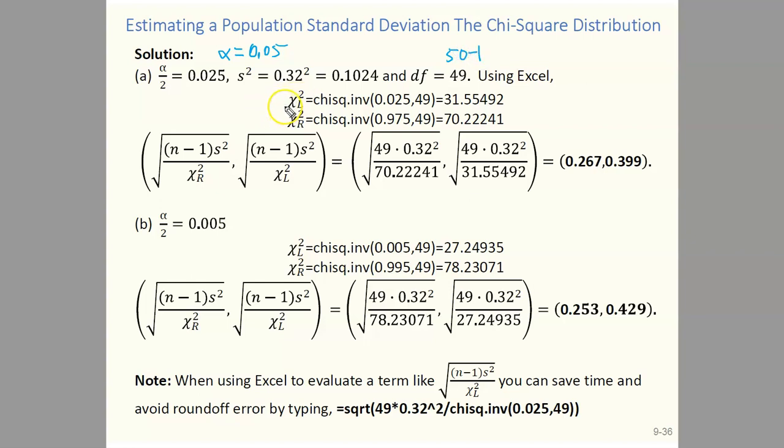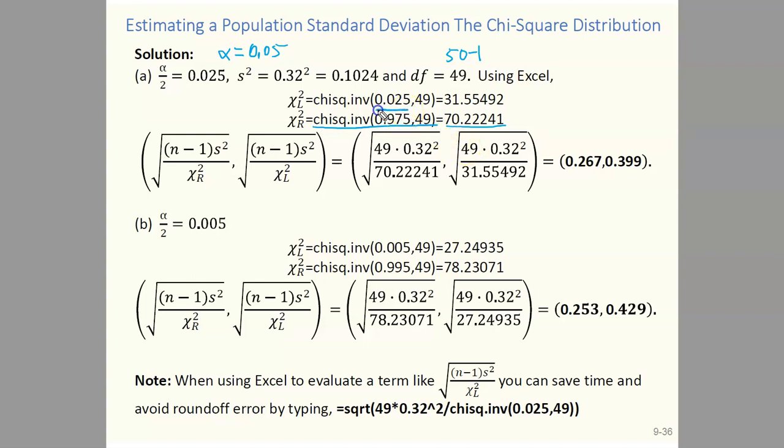Now using Excel, we can evaluate the left-hand cutoff, chi-square L, to be 31.55492. That's using this command right here. Notice this is alpha over 2 right here. And the 49 is your degrees of freedom, 50 minus 1. We can also evaluate the right-hand cutoff, chi-square R, to be 70.22241. And that you get by typing this command into Excel.